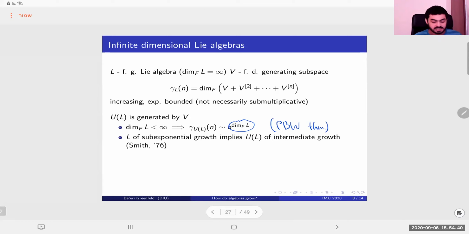Now, what is more interesting is that if your Lie algebra is infinite dimensional, but of sub-exponential growth, then the enveloping algebra will also have intermediate growth. It will always be super polynomial, but also sub-exponential. And this is a beautiful combinatorial observation made by Martin Smith in '76, even before groups of intermediate growth were known.